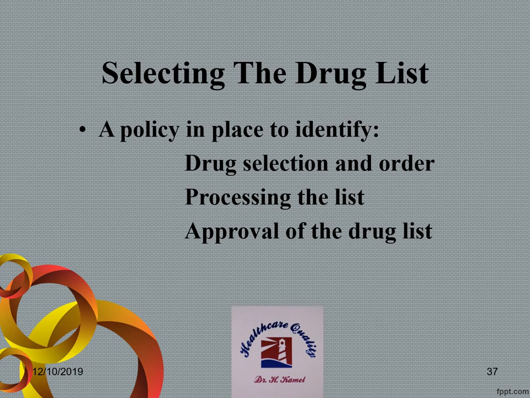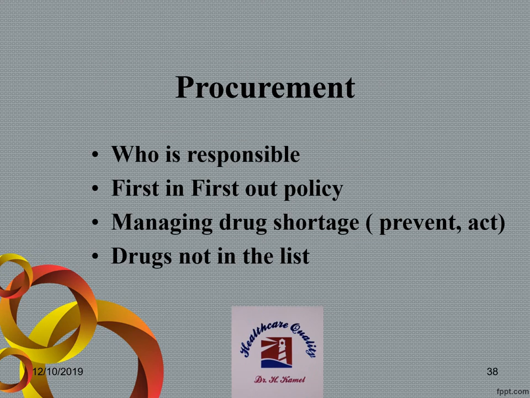For selecting the drug list, they check a policy in place to identify drug selection and order, processing the list, and approval of the drug list. For procurement, they check who is responsible, first in, first out policy, managing drug shortage, and how they deal with drugs not in the list.